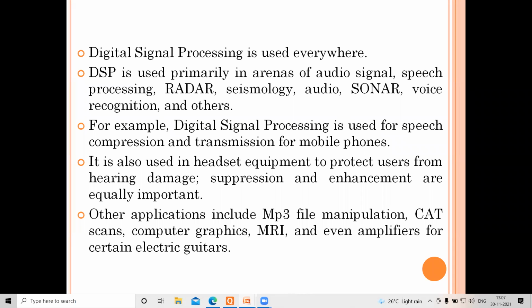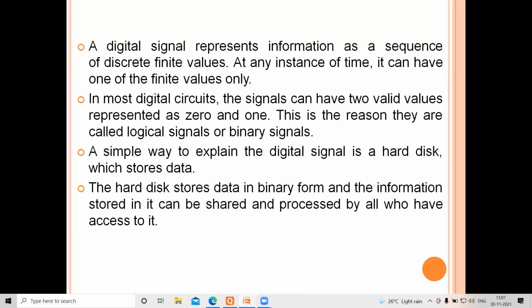there is a lot of signal processing. You'll find a lot of applications of your DSP. So, what is that then? A signal is information. Then what's a digital signal?